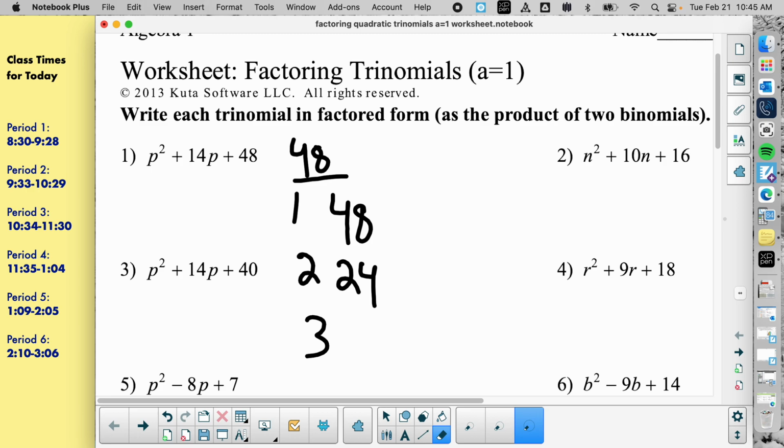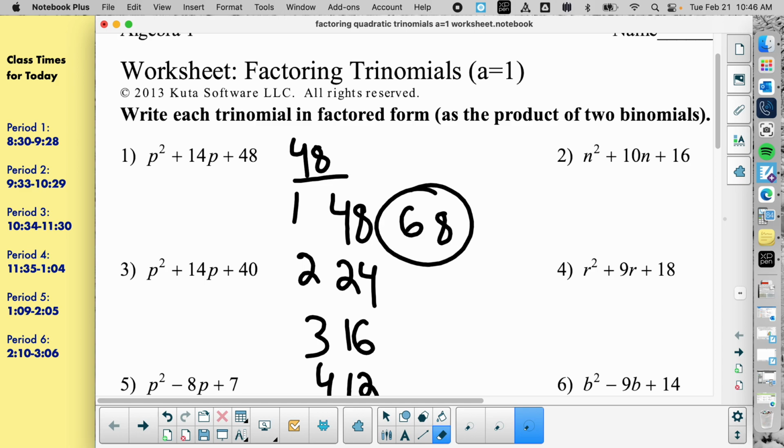Okay, whoa, wow. Writing big, yeah. So 3 and 16, 4 and 12, 6 and 8. Okay, so we want the pair that adds up to 14. Perfect. It's not in your packet. I don't know where you want to write it. You don't have to write it. You're going to get it in a minute. Erase that.